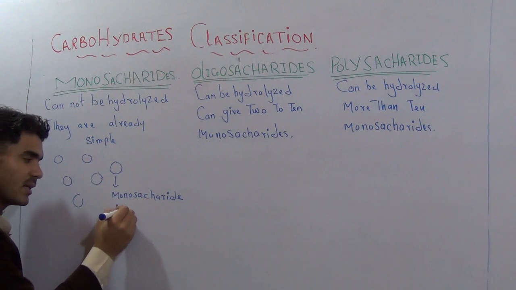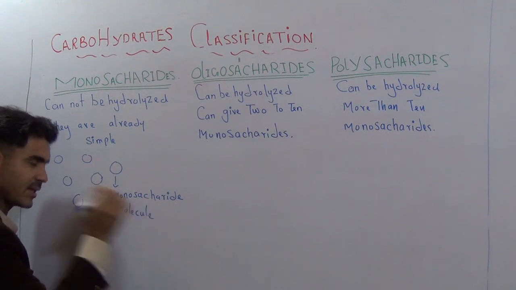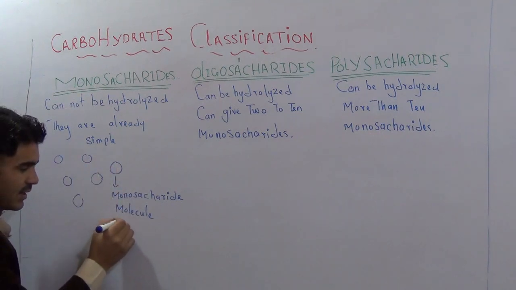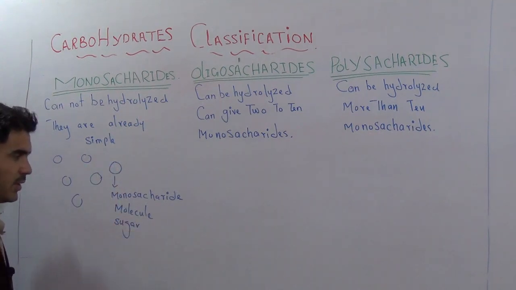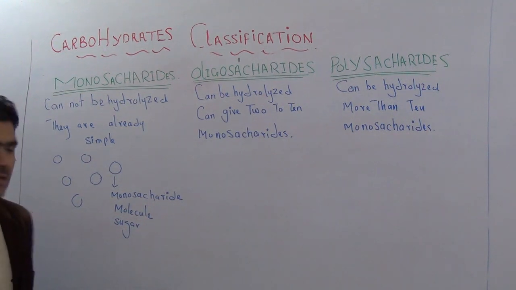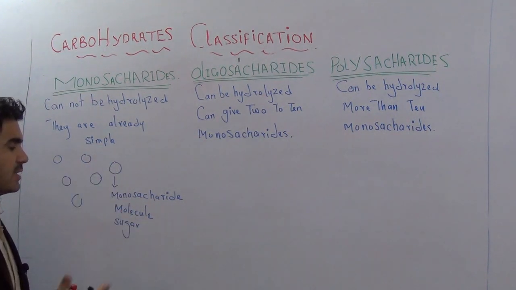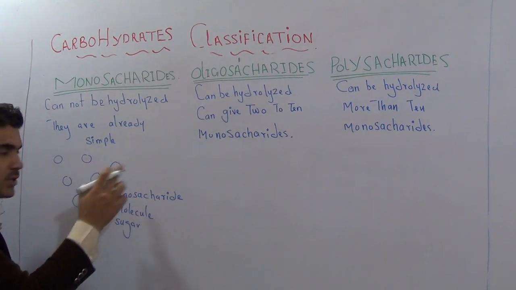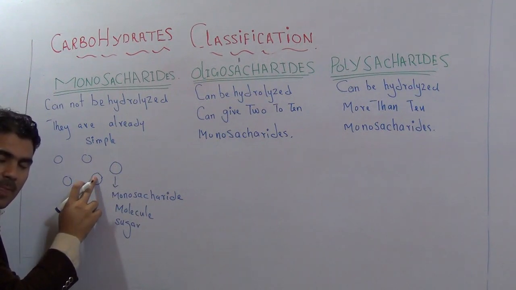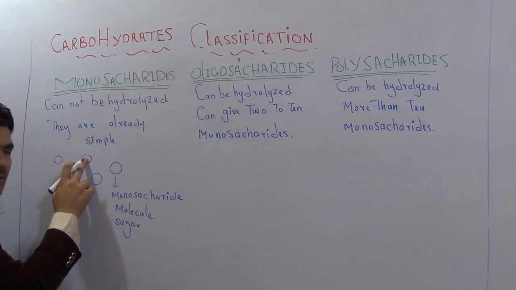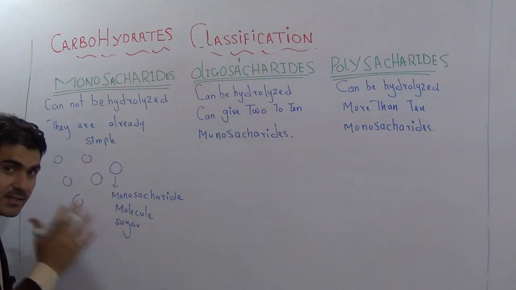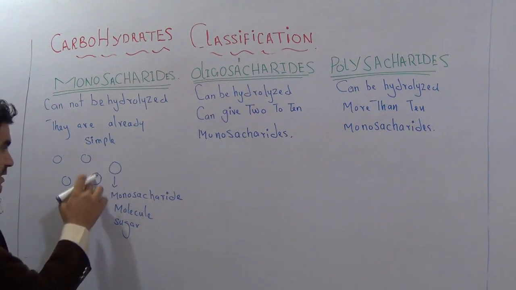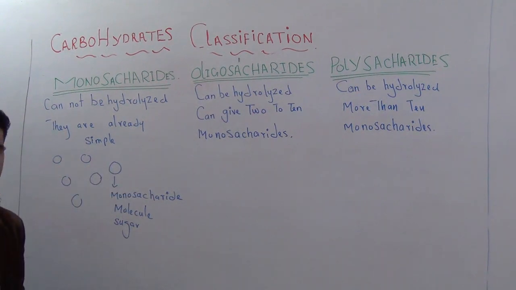You can call it one molecule, right? You can call one circle a sugar. All up to you. You can call one circle a monosaccharide or a molecule or a sugar. So this is also a monosaccharide or a sugar. This is another molecule or monosaccharide or sugar. This is another. So these are all monosaccharides which are separated from one another. In such a case, you cannot hydrolyze them further.